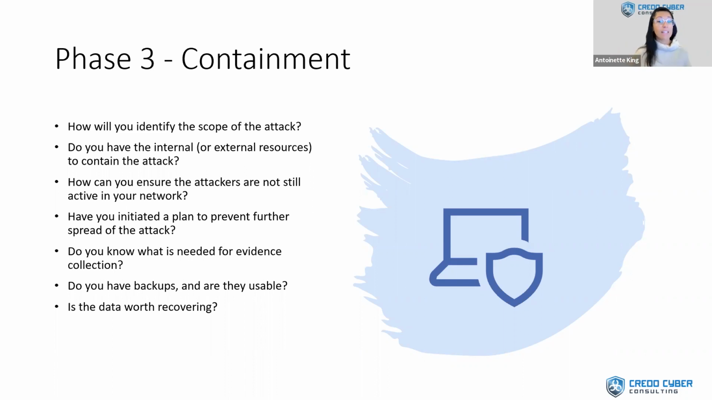Can you ensure the attackers are not still active in your network? Have you initiated a plan to further prevent spread of the attack? In a lot of these other instances, somebody would get on the website or do an all call and say, if you have a cell phone or laptop that is one of the library's resources, do not plug it in, do not turn it on if you haven't, do not connect with the VPN, do not do anything until further notice, because any one of those devices could continue to spread the attack. But if you don't have the right resources and you don't know who you're supposed to contact, you really don't know what the instructions are going to be.